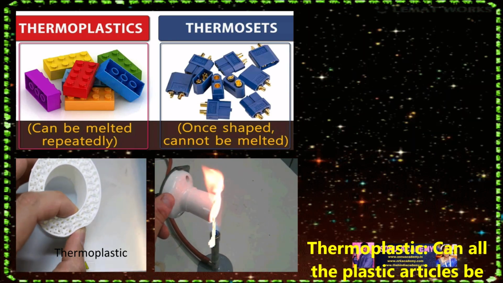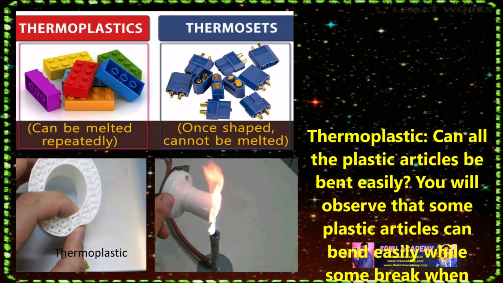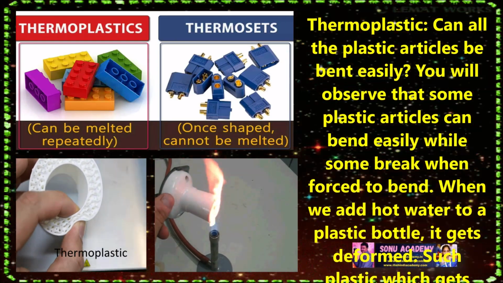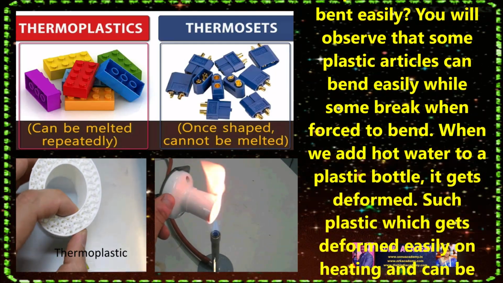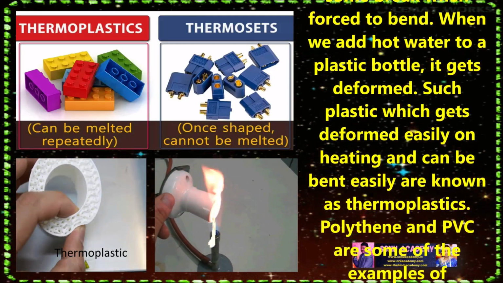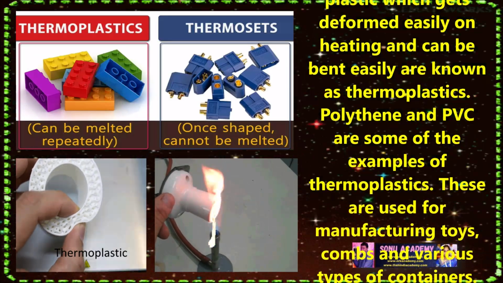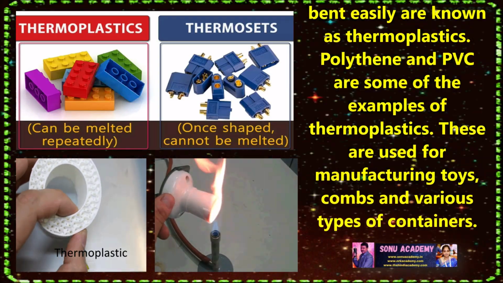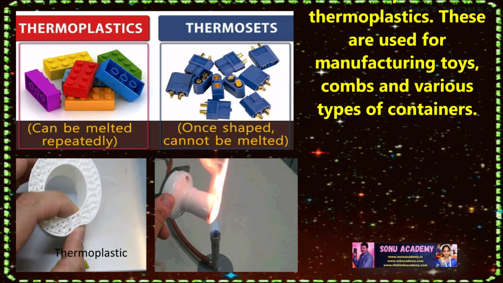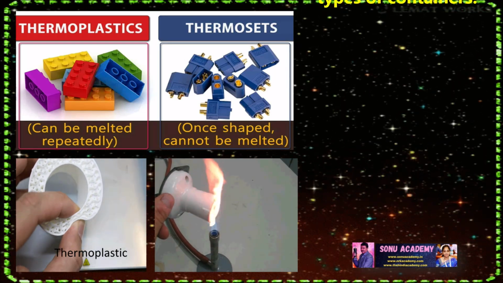Children, let us discuss the types of plastic. Depending on physical properties, plastics are divided into two types. One is thermoplastic, the second is thermosetting plastic. Let us see what is thermoplastic. Can all plastic articles be bent easily? You will observe that some plastic articles can bend easily while some break when forced to bend. When we add hot water to a plastic bottle, it gets deformed. Such plastics which get deformed easily on heating and can be bent easily are known as thermoplastics. Polythene and PVC are some examples of thermoplastics. They are used for manufacturing toys, combs, and various types of containers.